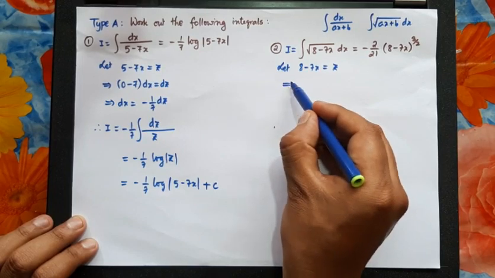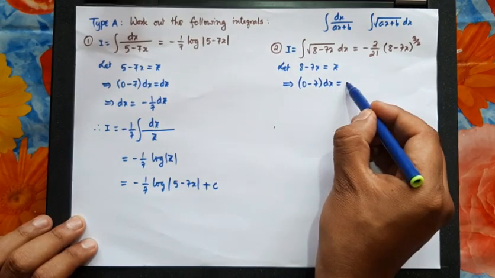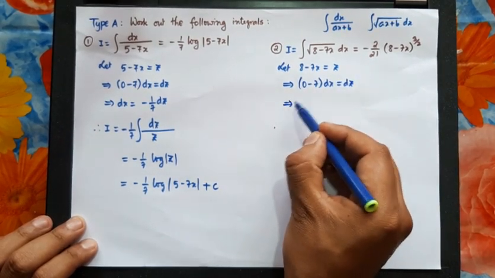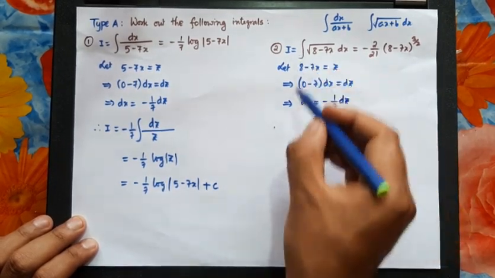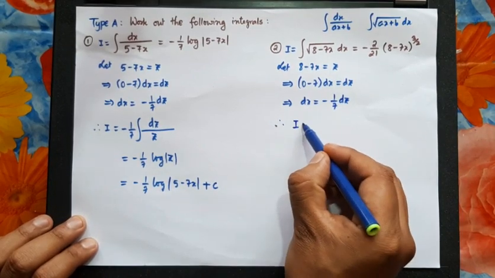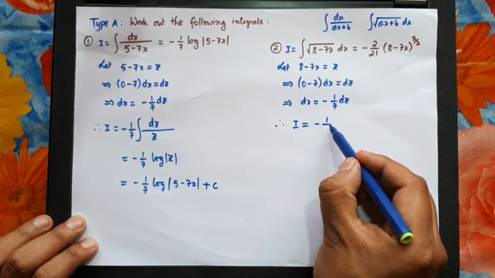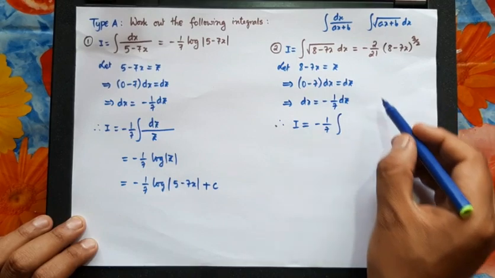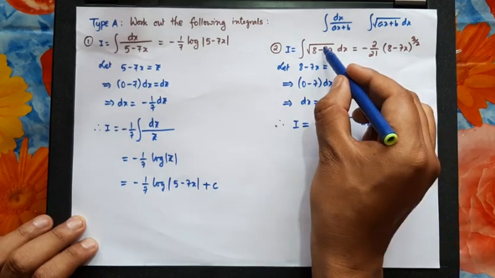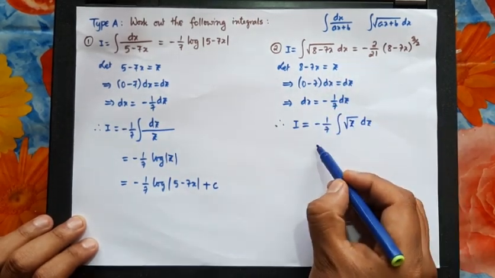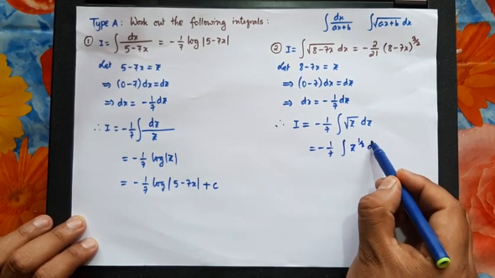As usual we will differentiate, so we get 0 minus 7 dx equals dz. So again from here I am getting dx equals minus 1 by 7 dz. Therefore your I becomes, now dx is this much, right? So this minus 1 by 7 will be kept outside the integral sign. Instead of dx I am writing dz now, and square root of the full thing is equal to z, right? So this is minus 1 by 7 integral of z to the power half dz, right?